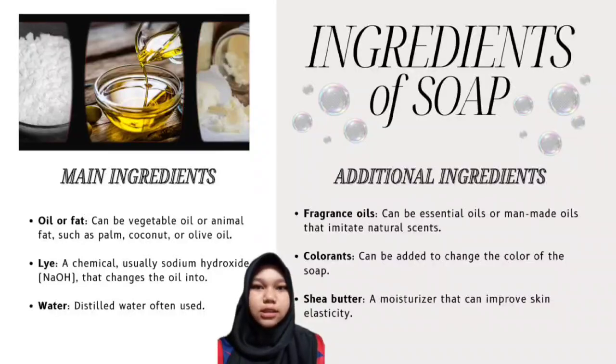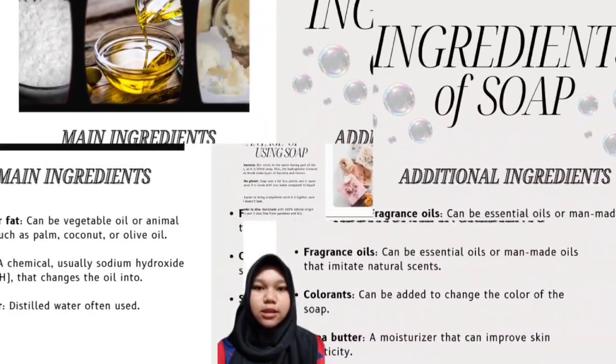Next are the additional ingredients. The first additional ingredient is fragrance oil. It can be essential oil or man-made oil that imitates natural scent. The second one is colorant. It can be added to change the color of the soap, and the last one is shea butter. It is a moisturizer that can improve skin elasticity.